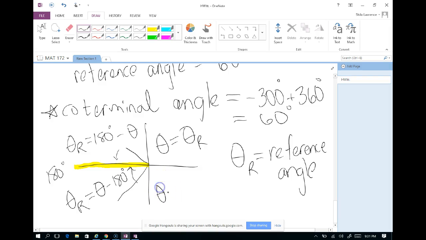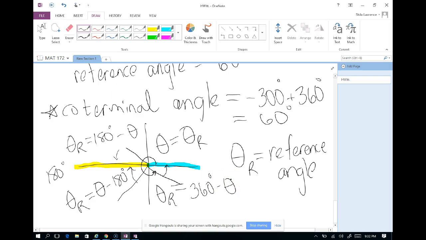In quadrant 4, you're almost all the way around the plane. And the closest piece of the x-axis would be to connect your angle the rest of the way to 360. So you've already done all of this, and the reference angle would connect it the rest of the way. So it's 360 minus your angle.